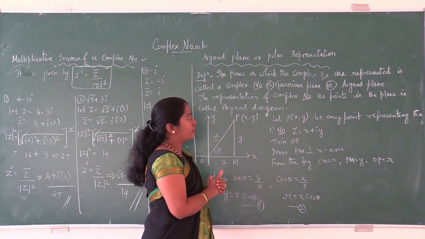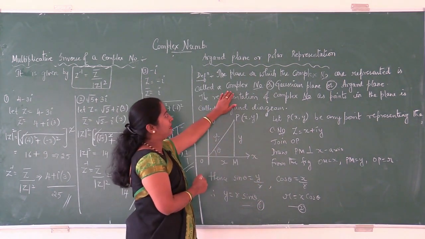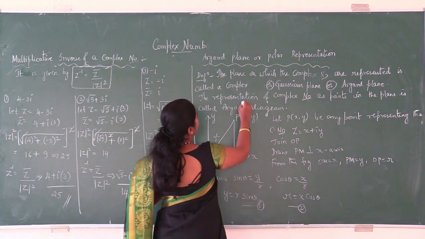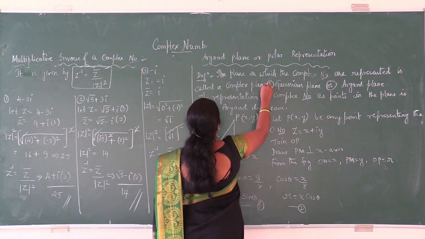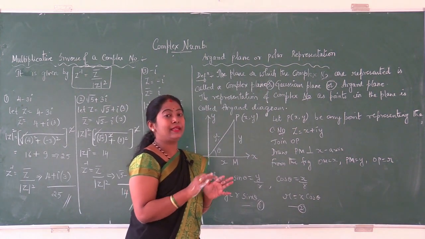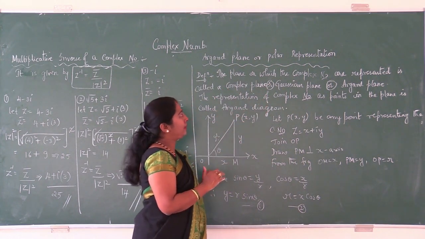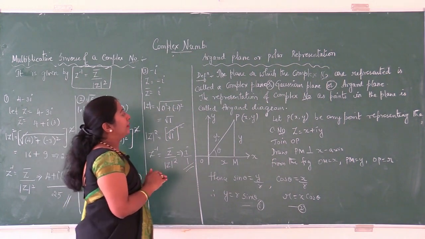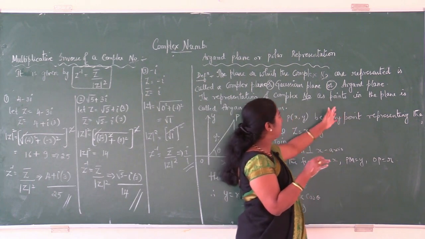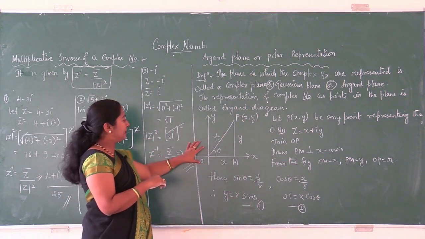The plane on which complex numbers are represented is called a complex plane or Gaussian plane or Argand plane. The representation of complex numbers as points in that particular plane is called the Argand diagram. So this is the diagram now.